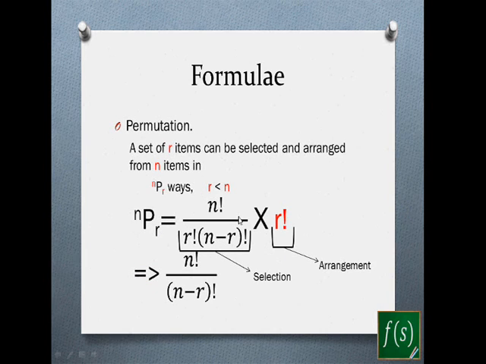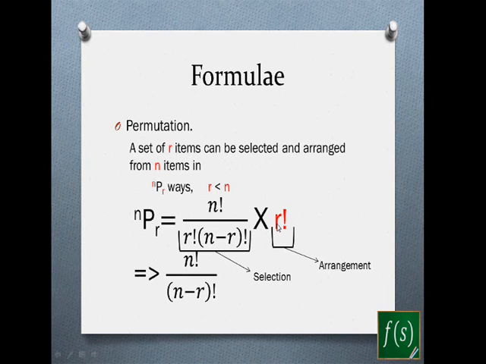Permutation, which is a mixture of selection and arrangement. So first you make a selection. If you have to permute R items out of N, this is how you represent it, NPR, and it is equal to NCR, which is N factorial by R factorial into N minus R factorial. So this is selection and nothing else.